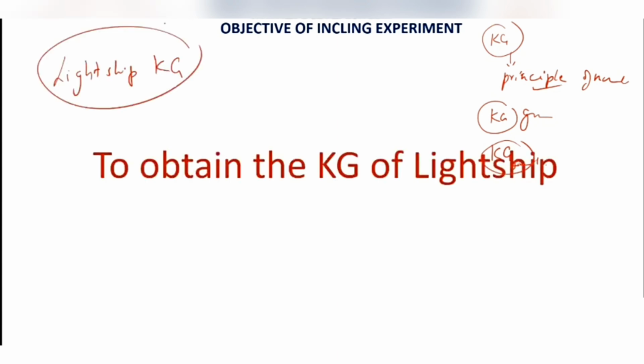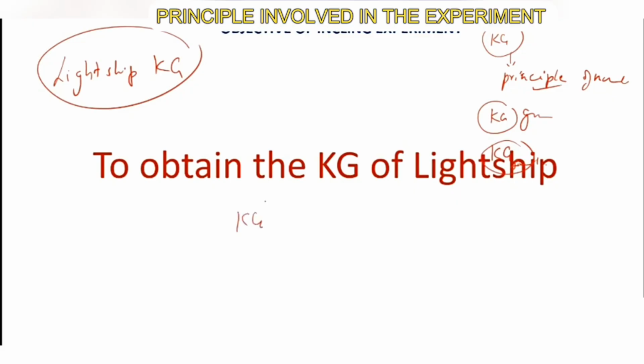Now that is the actual objective. You can use your knowledge of moments and keep allowing for the changes that have been made to the light ship, and you can always get the KG of the ship. Yes or no, guys? What is the principle involved in the experiment? The principle is that when you want to get the KG of the ship in a given condition, whatever it is, and you do not know anything about earlier KG, then what can you do?